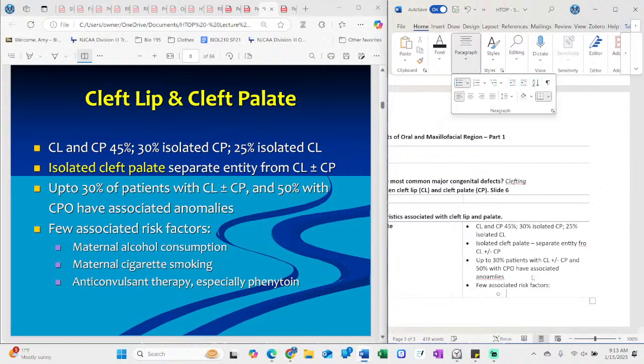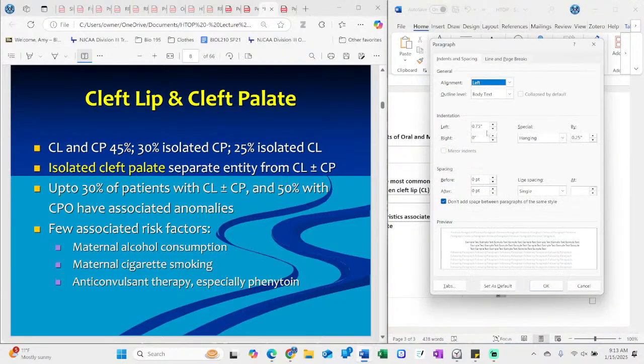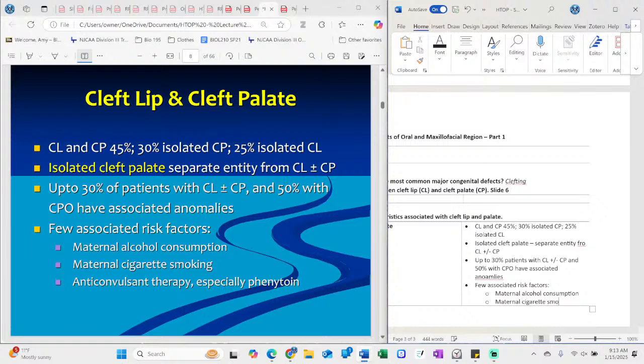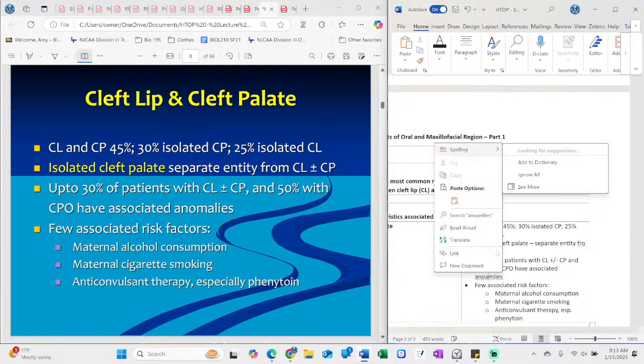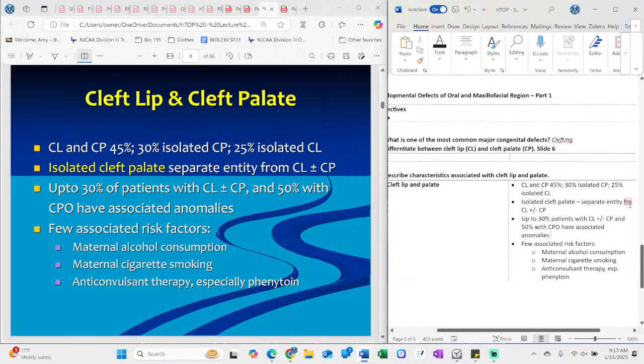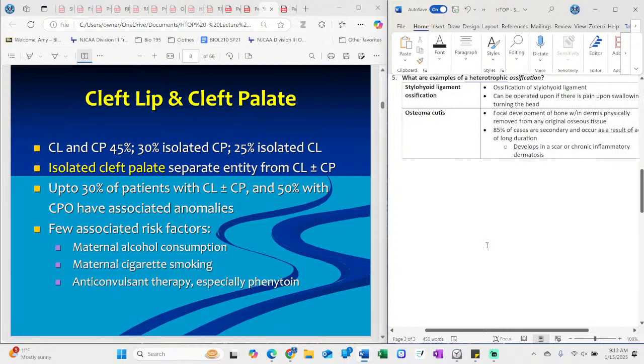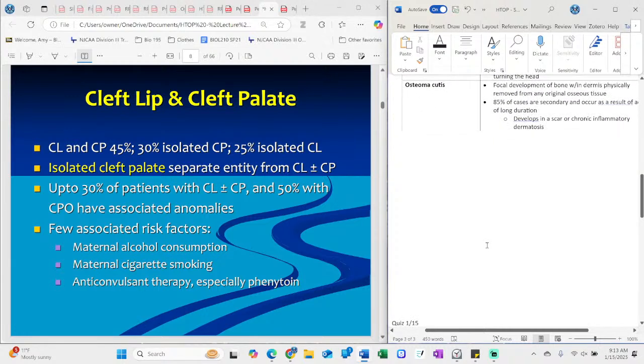Now, a few risk factors that are associated with orofacial clefting. So maternal alcohol consumption. If a mom consumes alcohol while she's pregnant, that increases the risk for developing clefting of either cleft lip or cleft palate or both. Maternal cigarette smoking, so smoking in pregnancy, almost doubles the risk of having any kind of clefting in the child. Another factor that has been listed is if a mom is on any anticonvulsant therapy, for example, phenytoin, that increases the risk of clefting by almost 10 times.